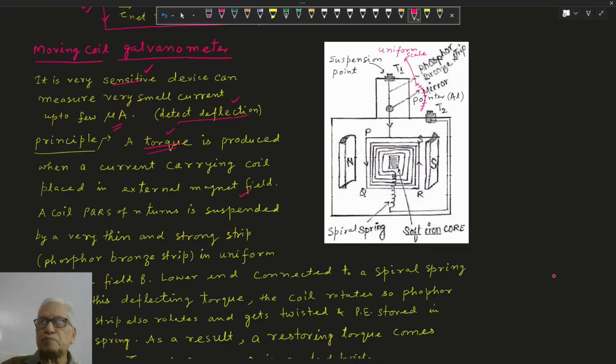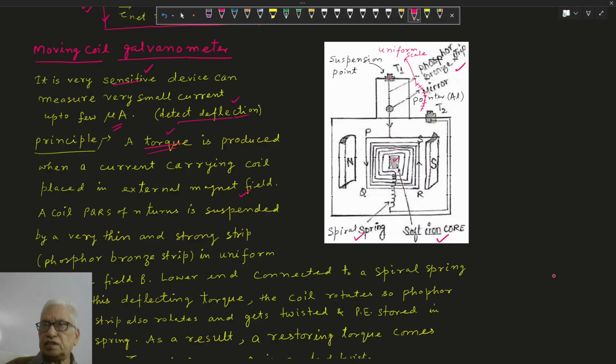So here this is the suspension point through the wire, the coil is hanged here between the north and south pole in magnetic field. This is the wire called phosphor bronze strip, and this is the spiral spring, and inside, soft iron core is kept. Soft iron core. Soft iron से क्या होगा? परमेबिलिटी बहुत ज्यादा, लाइन्स ऑफ फोर्स कंसंट्रेट हो जाएंगी. And by the deflection of this torque, this pointer deflects here on the uniform scale, and this phosphor bronze strip hanging from the suspension point, it means whole coil and soft iron core is hanging on this wire.